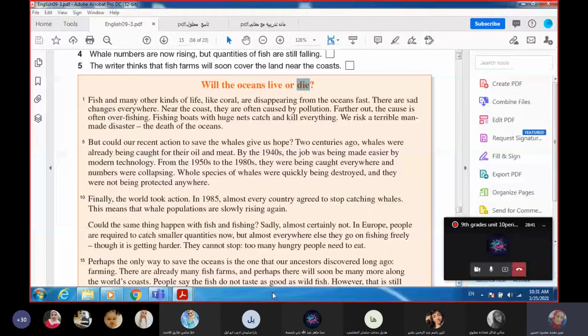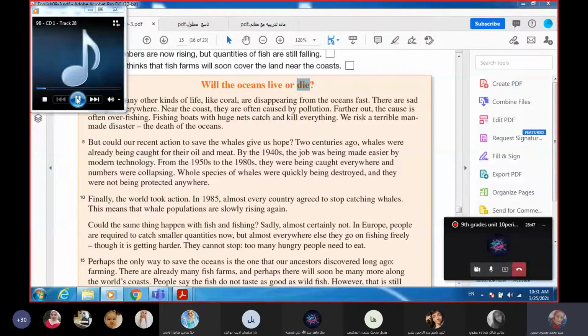Will the oceans live or die? Fish and many other kinds of life, like coral, are disappearing from the oceans fast. There are sad changes everywhere. Near the coast, they are often caused by pollution. Farther out, the cause is often overfishing. Fishing boats with huge nets catch and kill everything. We risk a terrible man-made disaster, the death of the oceans. But could our recent action to save the whales give us hope?